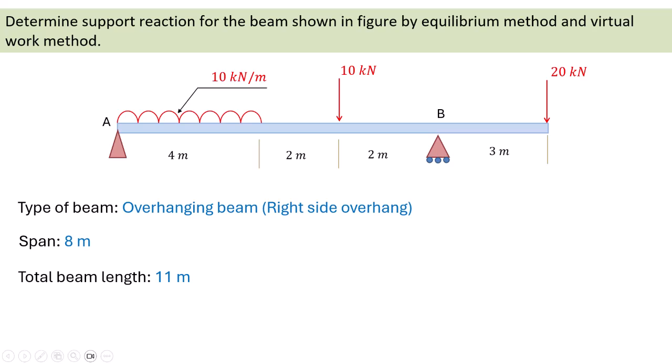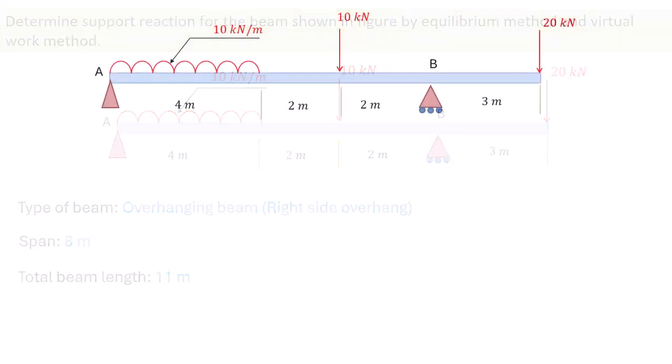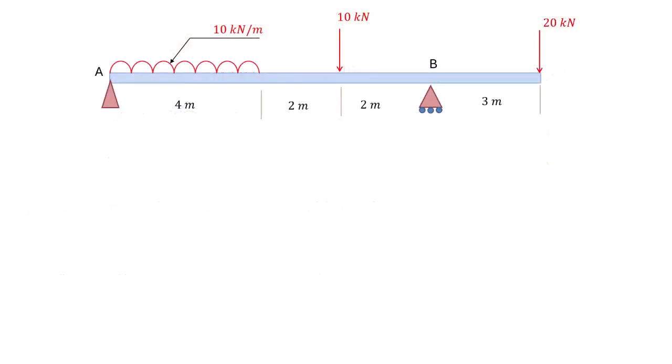In this problem, the beam reactions are calculated by two methods. One is by using equations of equilibrium, and another by using the principle of virtual work. First, draw the free body diagram of the beam. Since no horizontal or inclined forces act on the beam and there are no inclined supports, there is no horizontal or inclined reaction force at the hinge support.